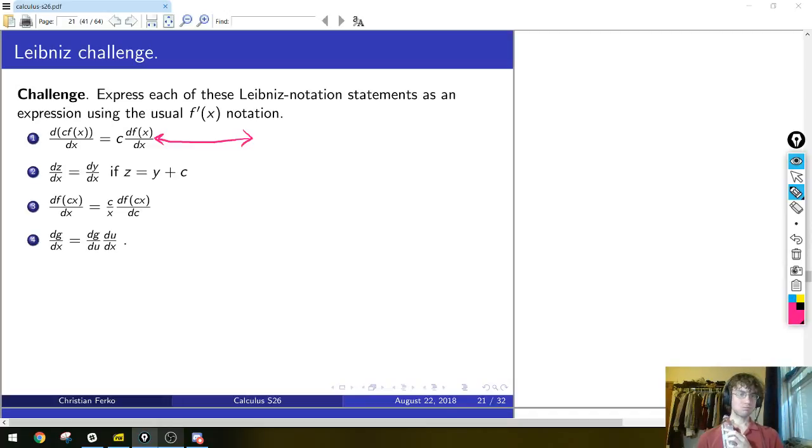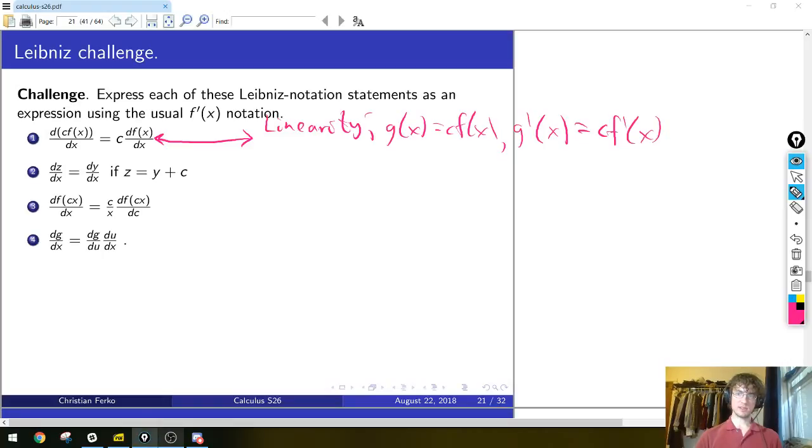I believe that this claim is based off the linearity of derivatives. Yeah. This is part of linearity. And in particular, the statement is that if g of x is c f of x, then g prime of x is c f prime of x. Good. So that's just a statement that you can multiply by constants. How about this thing?